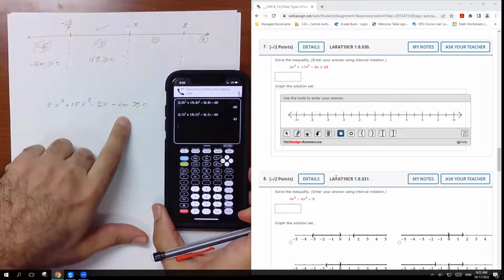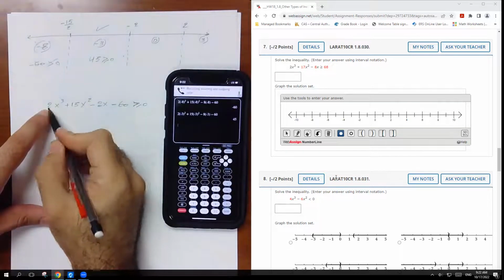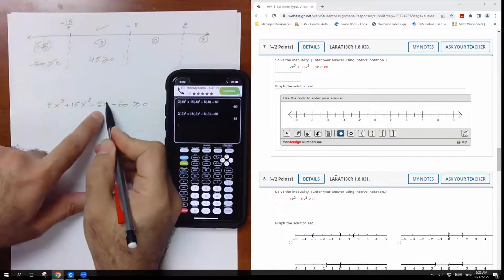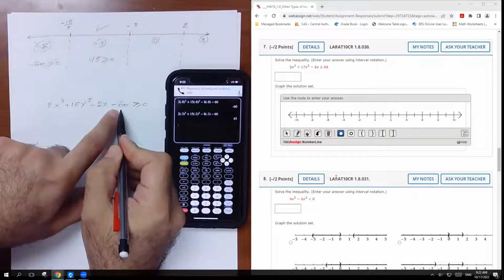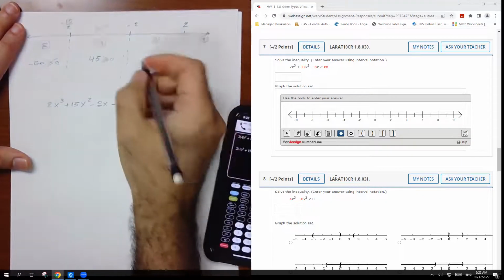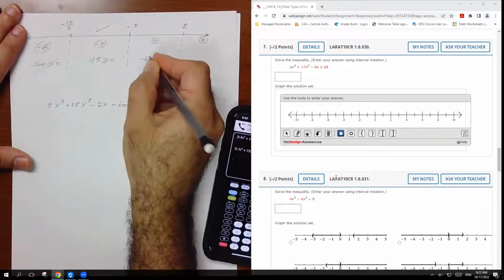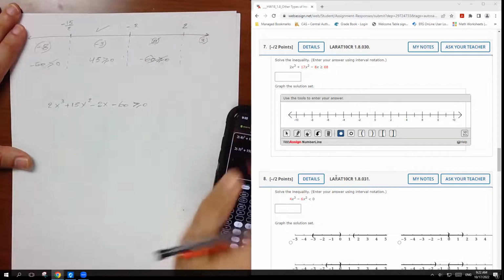Let's go to the second one, 0. If you plug in 0 here, this is 0, this is 0, this is 0. It's going to be just negative 60 greater than or equal to 0. This is wrong. This is not a solution set.